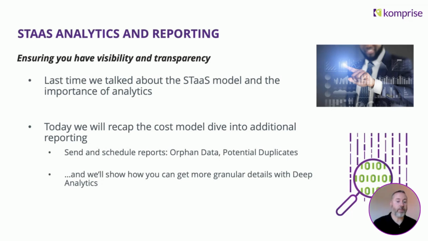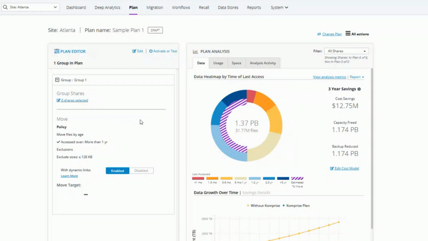Yeah, Darren, we're going to do a recap of something I talked about before, which is the cost model. We're going to talk about the additional reports, such as Showback and Orphan Data. And then we're going to dive into a little bit more about deep analytics, which will lead into our third video. So with that, let me go ahead and share my screen out here, and we'll talk about the cost model.